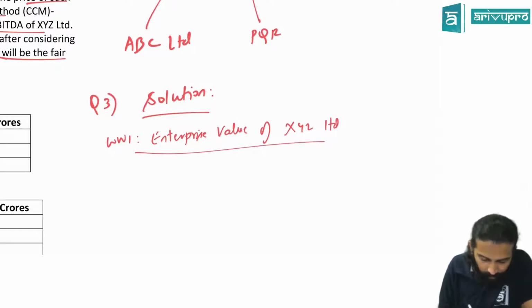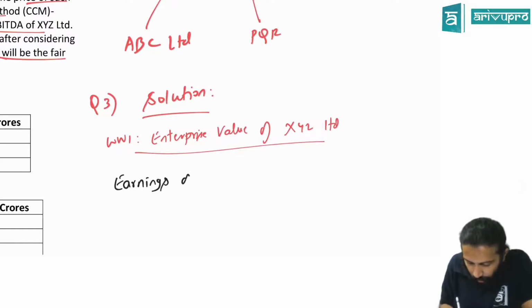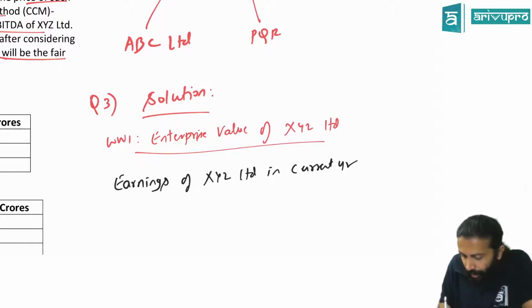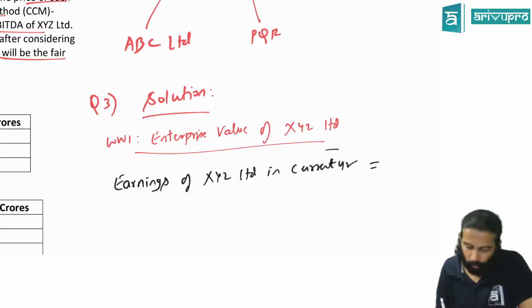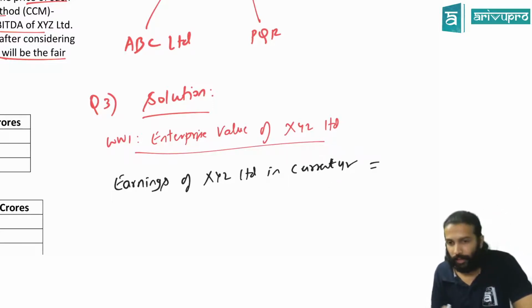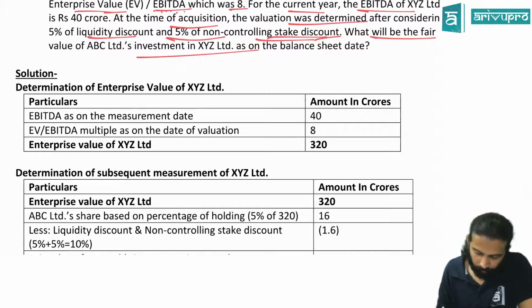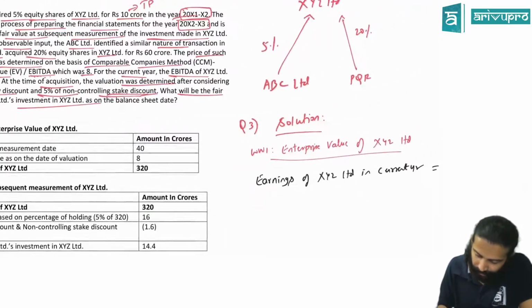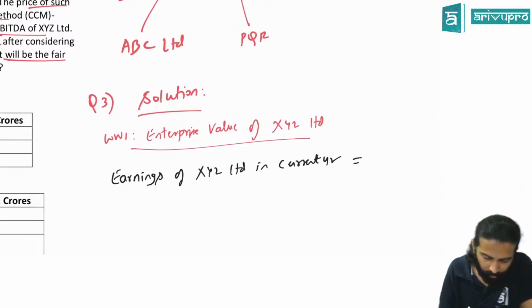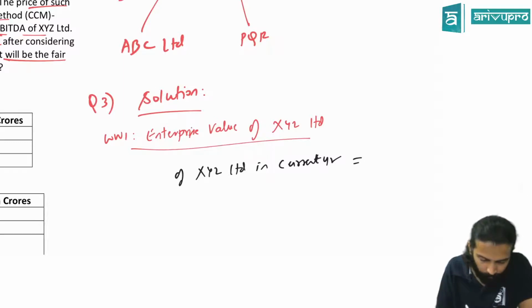Did they give the earnings of that company? Earnings of XYZ Limited is 40 crore in the current year, correct? EBITDA is 40, because fair value measurement is only relevant for that date. So we can't take previous year earnings; you have to take current year earnings. In fact, we have to use not earnings but EBITDA only, because earnings could be anything, it could be EPS also. So we have to take the specific metric, EBITDA.